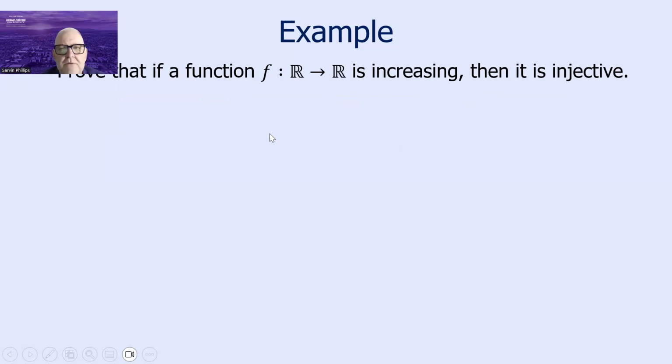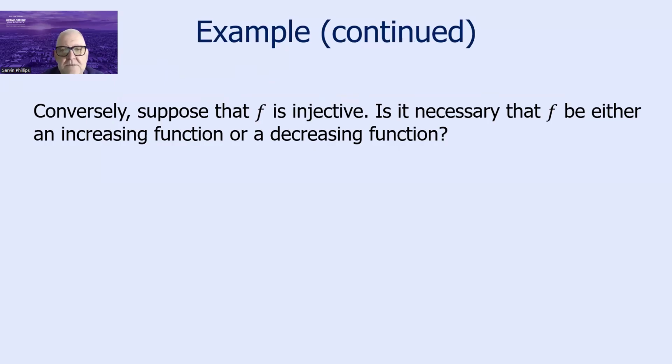If a function on the reals is increasing or decreasing, it's injective. So if we can show that a function is increasing or decreasing, we can show that it's injective. Conversely, suppose that f is injective. Is it necessary that f be either an increasing function or a decreasing function? So I'll let you think about that. If we've proven it's injective, does it necessarily mean that it must be increasing or decreasing? And yeah, at least on the where we're looking at it for sure.